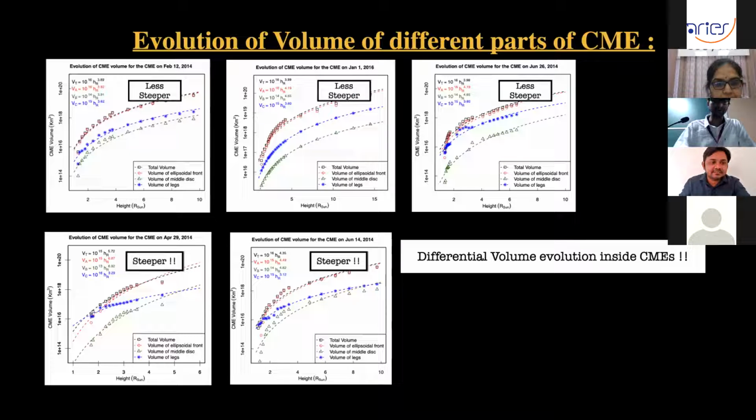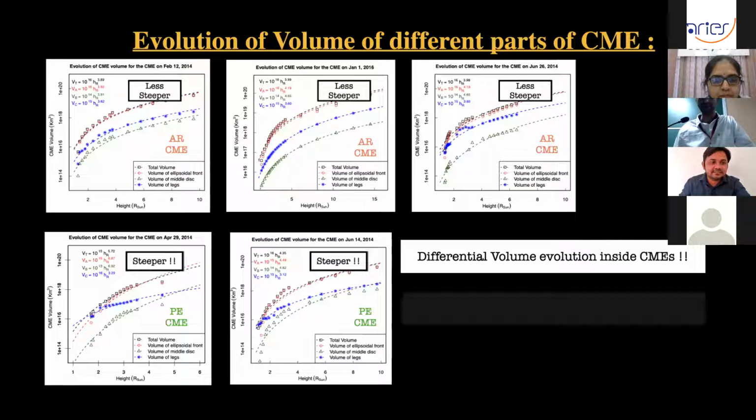Also, I would like to draw your attention to the fact that the bottom two events you see here are following a much steeper power law. If you compare the power laws with the top three panels, you see that the bottom two events are following a steeper power law with respect to the top three events. We wanted to check why that is happening. A basic look back into our calculations showed that the top three events were connected to active regions, and the bottom two events were coming from quiescent filament eruptions.